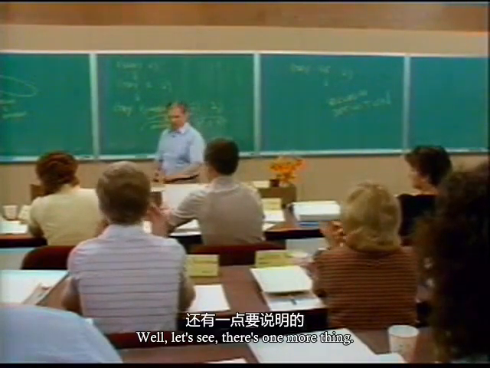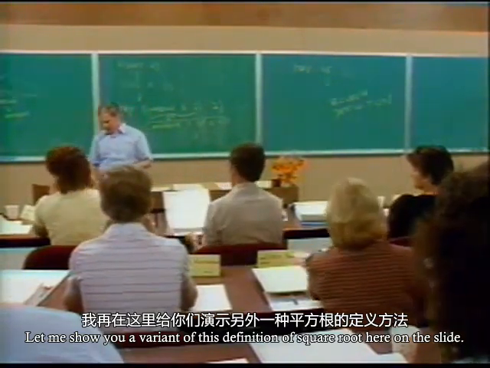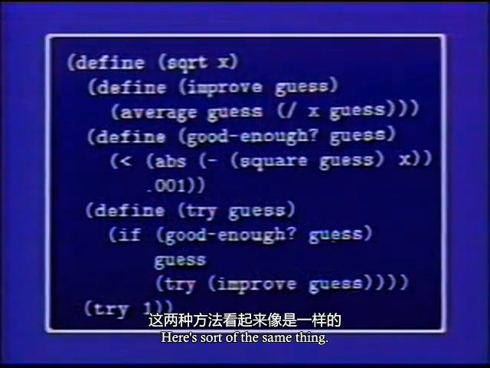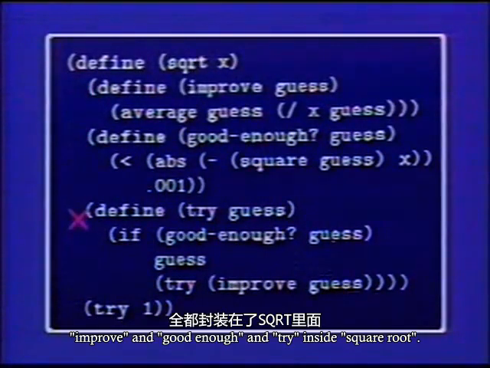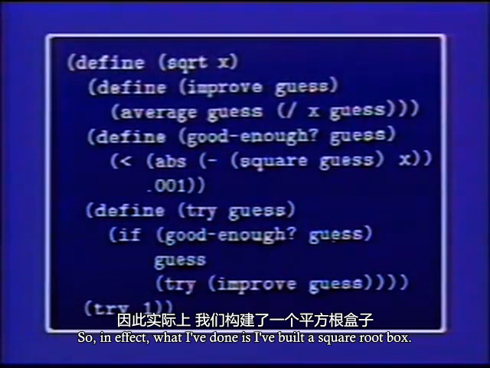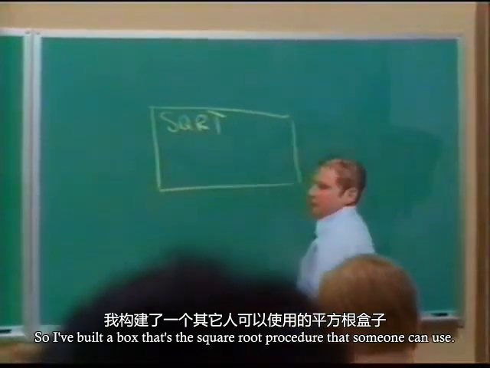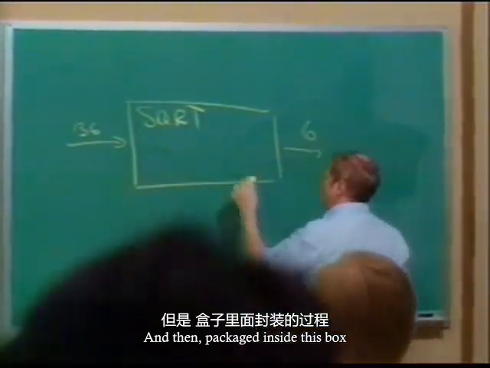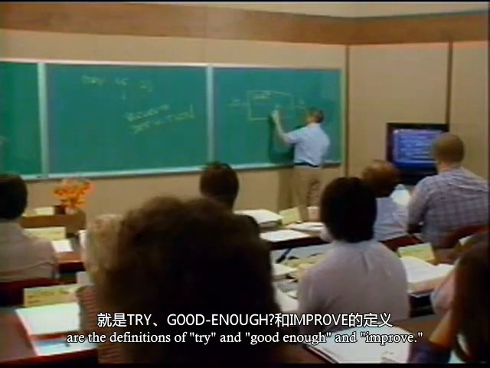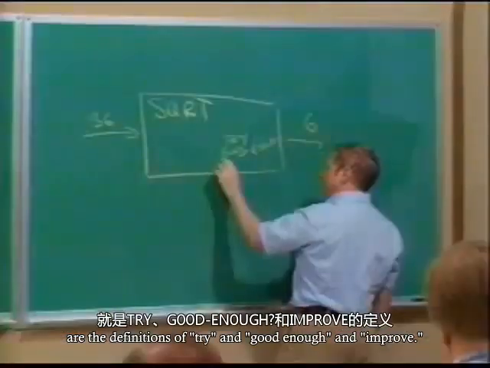Well, let's see, there's one more thing that I said. Let me show you a variant of this definition of square root here on the slide. It's sort of the same thing. What I've done here is packaged the definitions of improve and good enough and try inside square root. So in effect, I've built a square root box, a square root procedure that someone can use. They might put in 36 and get out 6. And then packaged inside this box are the definitions of try and good enough and improve.